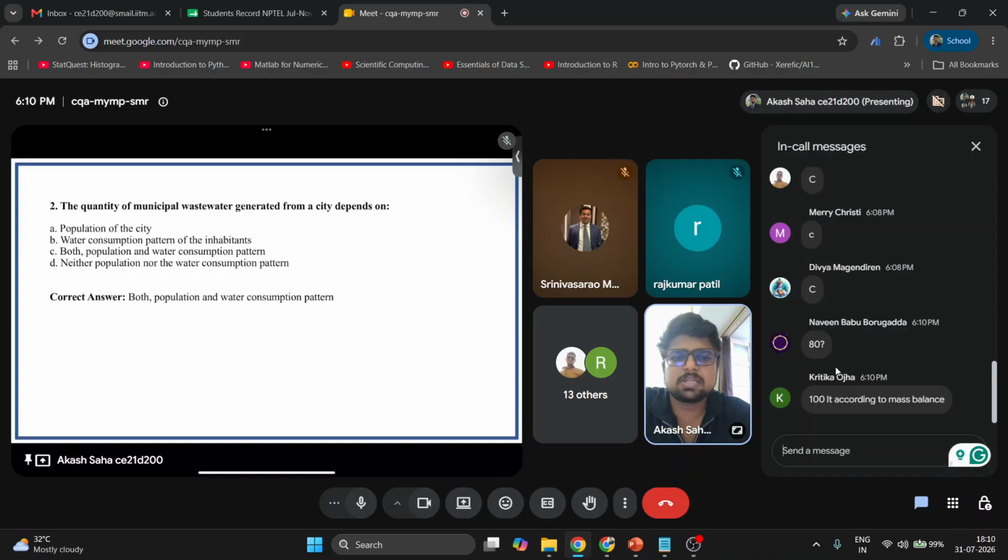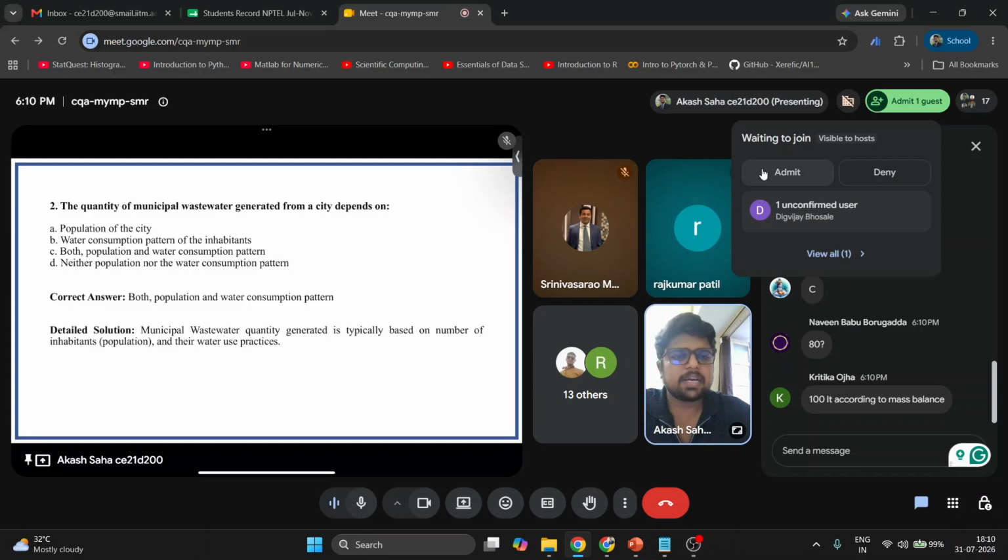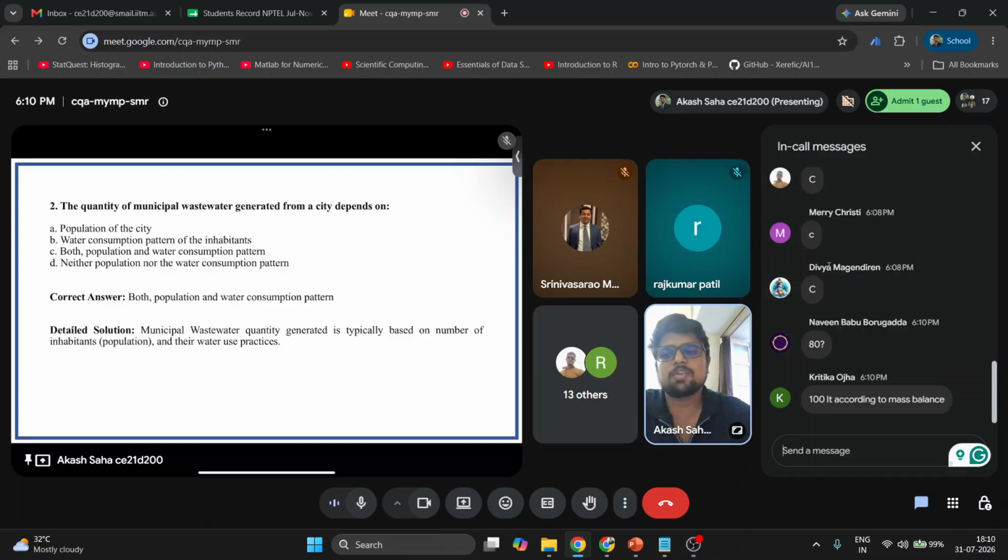Anyway, the answer is around 80 to 85% that we generally think will convert into sewage. Okay, so that is a good estimate. You will see some problems related to that, so don't worry. Municipal wastewater quantity generated is typically based on the number of inhabitants, that is the population, and their water use practices. Okay, so I hope this is clear. If you have any doubt, you can ask me.